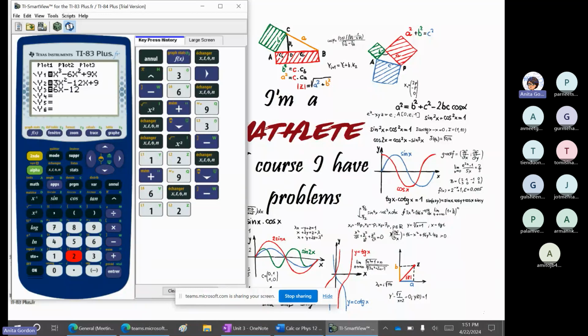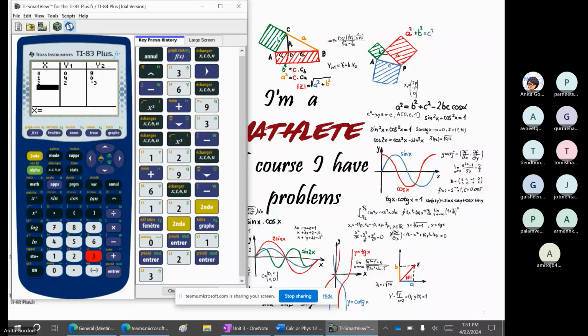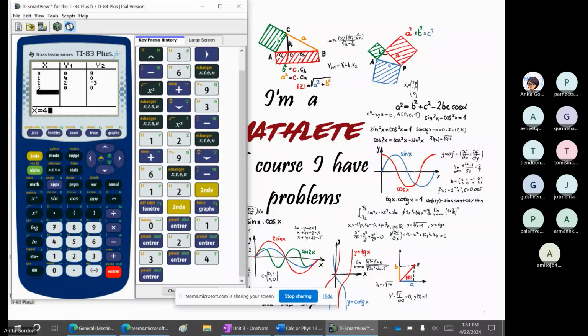I then double check that my table is not on auto. I want it to ask me what values to choose. So I'm going to go second table set or second window. It is on ask, perfect. So then I go to second table. I'm going to write 0, 1, 2, 3, 4, 5.